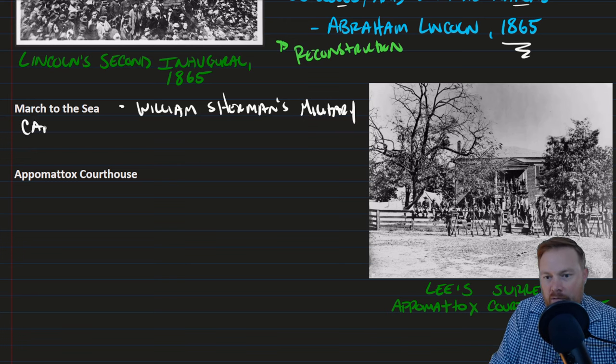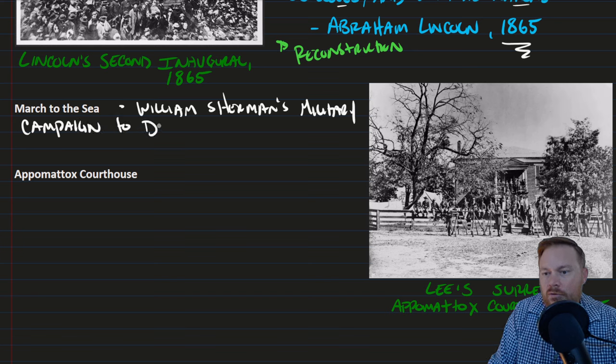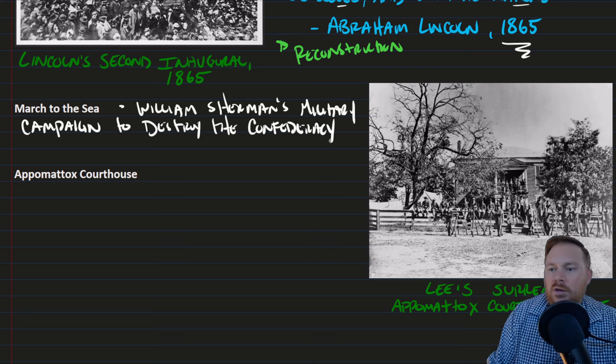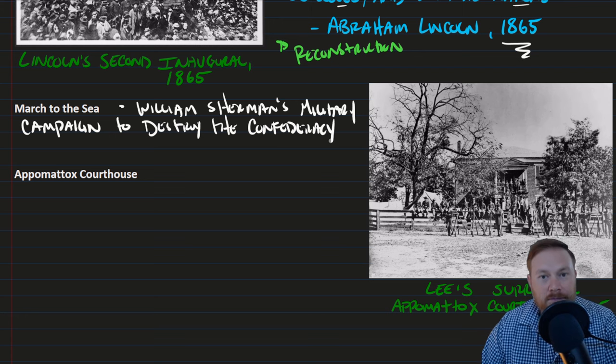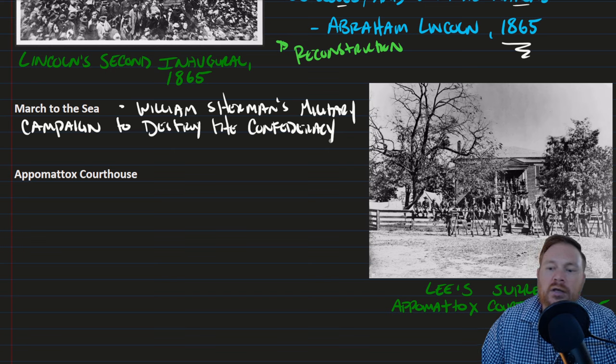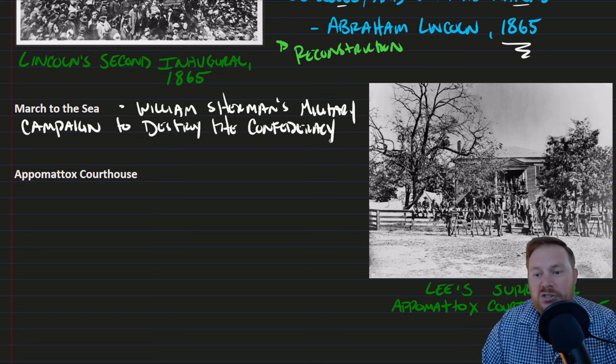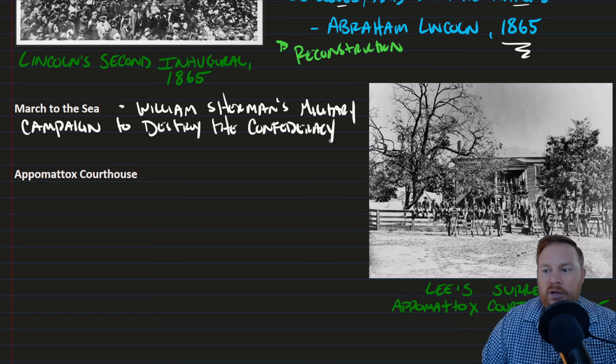This was a military campaign to destroy the Confederacy. In this campaign, Sherman went from town to town, city to city, completely destroying everything in his path, right? Atlanta to South Carolina. And Sherman was someone who held a deep hatred for the Confederacy, viewed them as traitors.